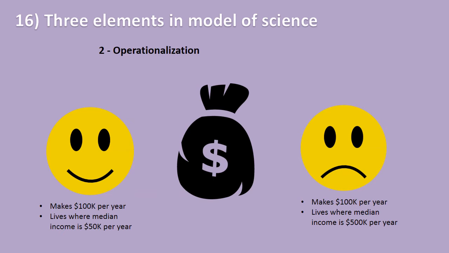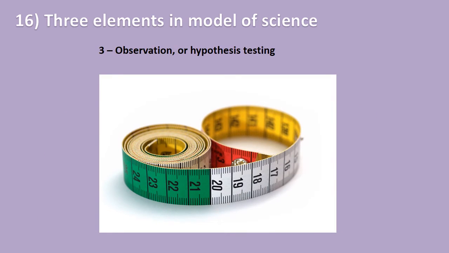Okay, and then of course finally the last slide, observation or hypothesis testing. As you're going through your experiment, you want to actually go out and do your observations. You want to test whether these conditions actually match your hypothesis or vice versa. You made a hypothesis, you've said, this is what I predict is going to happen. Does it or doesn't it? And so those are the three main tenets of the model of science.